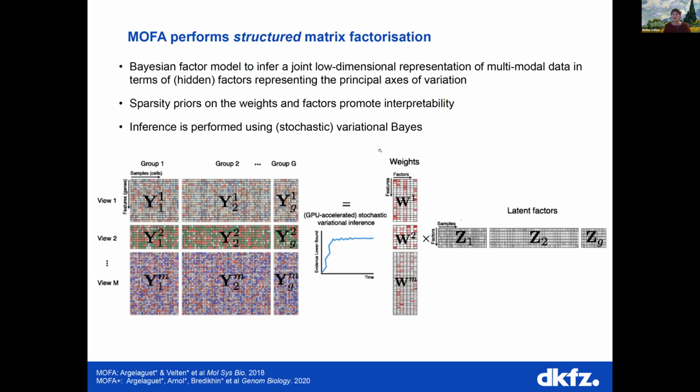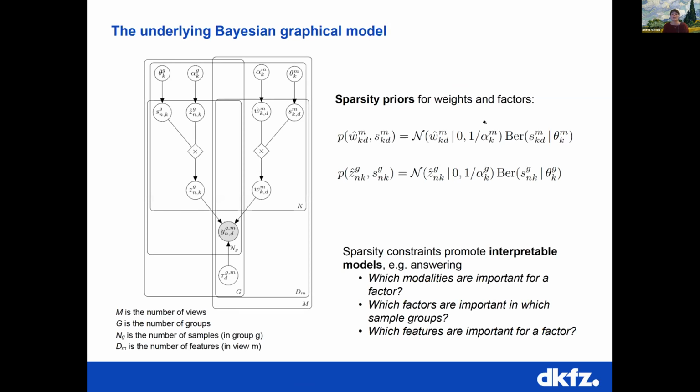As this is a Bayesian model, we want to infer the posterior at the end. And for this, we use stochastic variational Bayes, which makes the model very scalable also to hundreds of thousands of samples.